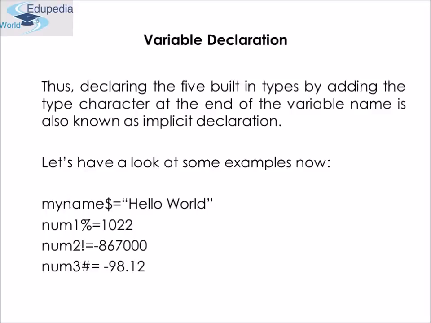Similarly, putting an exclamation mark at the end of the variable will make it a single variable, a double variable, or you can say a long integer. Then by putting a hash at the end of a variable name, it will now function as a floating point number or a decimal point number.